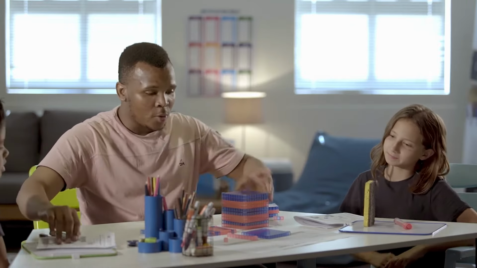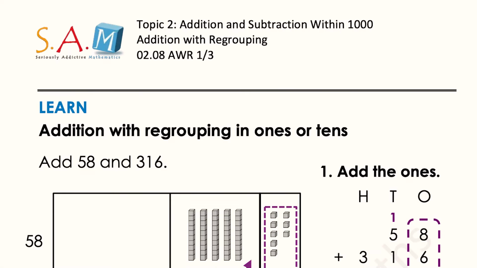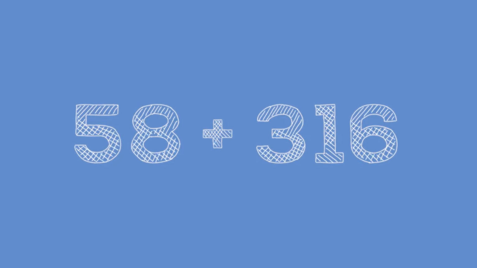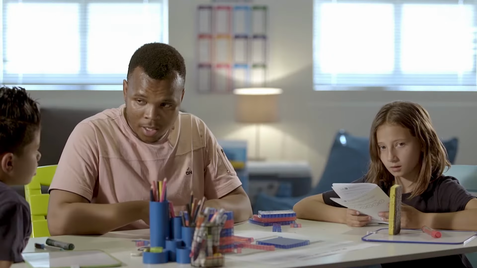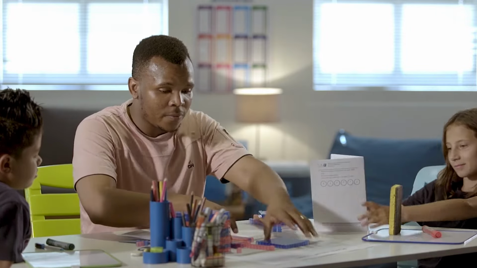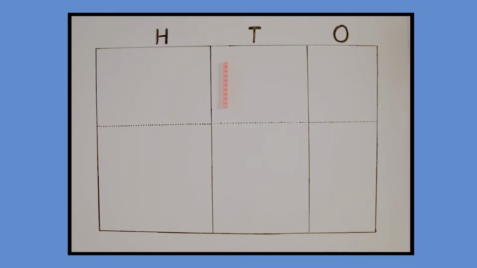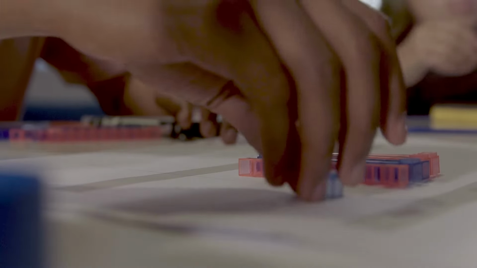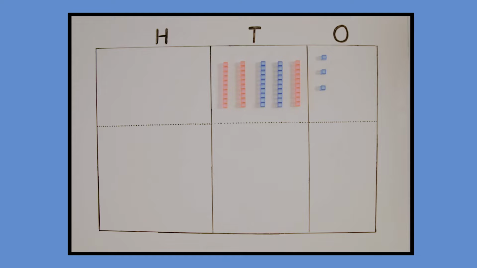Okay, now let's look at our problem here. They are saying add 58 and 316. So on the 100 side, we don't have 100, right? So we're only going to put the 5 tens here. 1, 2, 3, 4, 5 tens, which represents what? 50. So there are 8 ones. We're going to put the ones: 1, 2, 3, 4, 5, 6, 7, 8.